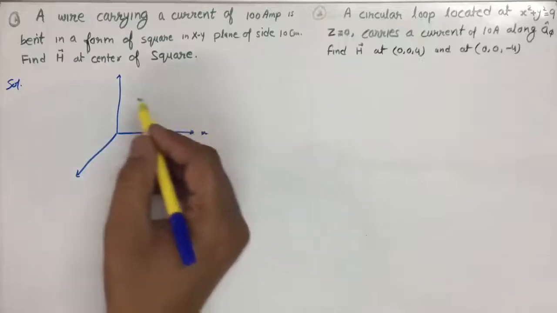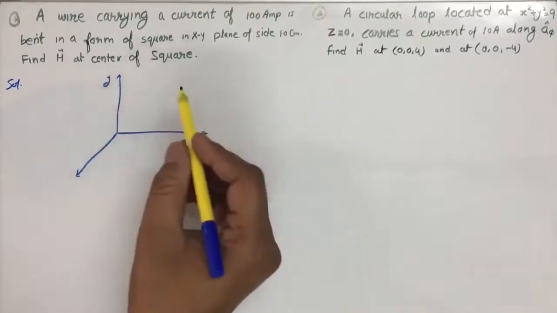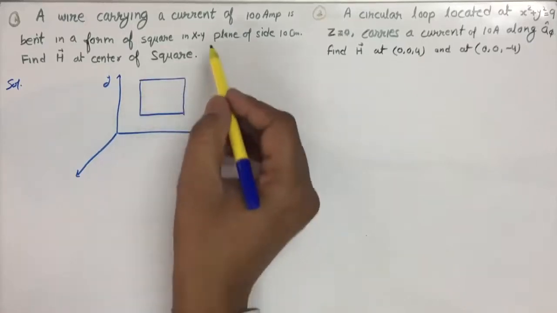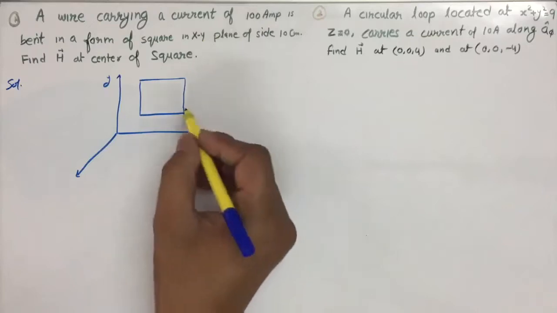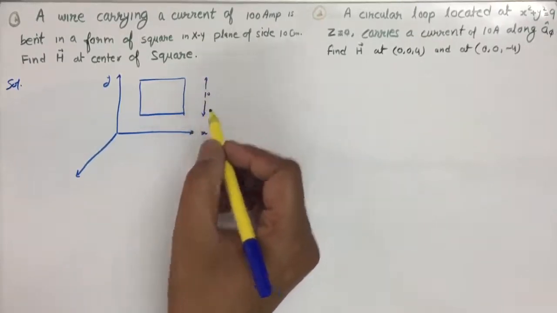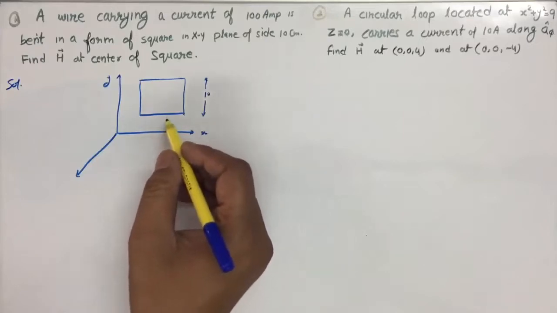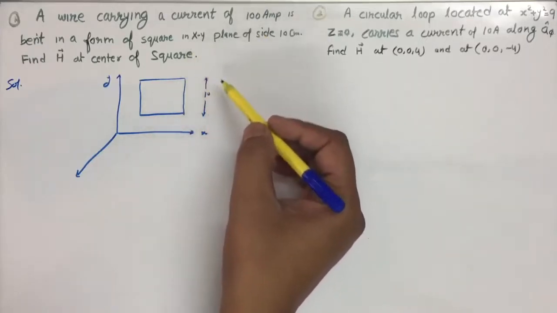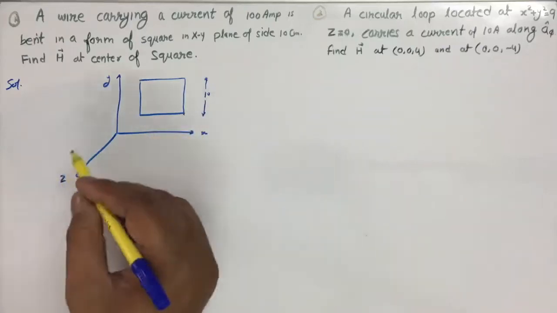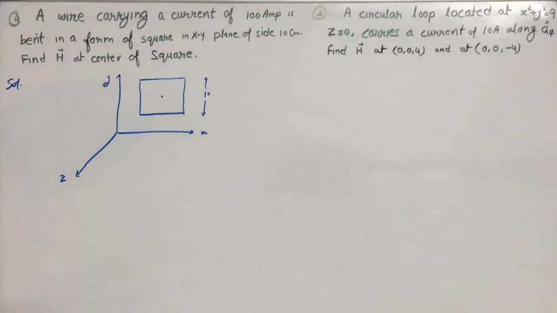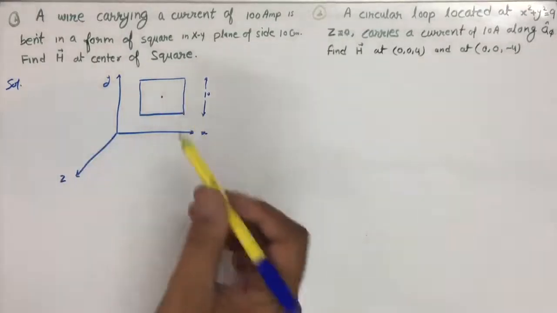So for example, this is x, this is y. The square is formed in the xy plane, as it is said here. The side is 10 centimeter and it carries a current of 100 amperes, bent in the form of a square in xy, and this is z. Now we have to find the field at the center, as it is said here.